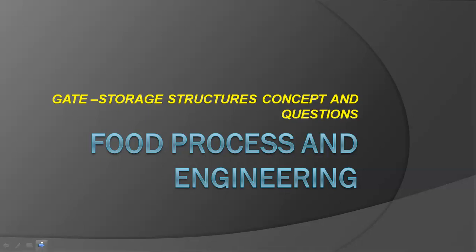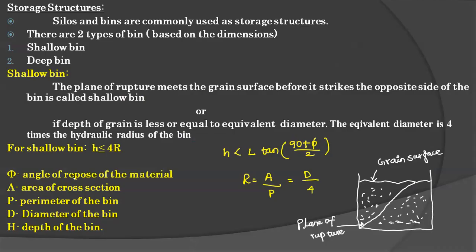According to the storage structure, storage structures can be broadly classified as silos and bins. Silos and bins are used to store grains. There are two types of bins based on the dimension: one is a shallow bin, another one is a deep bin.